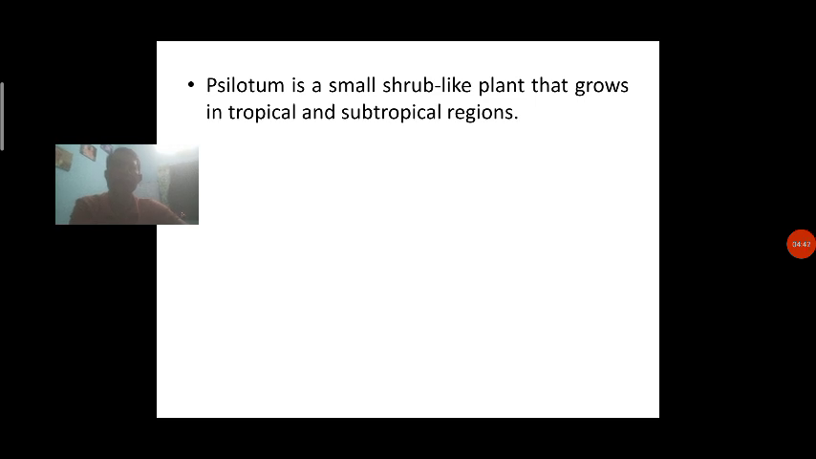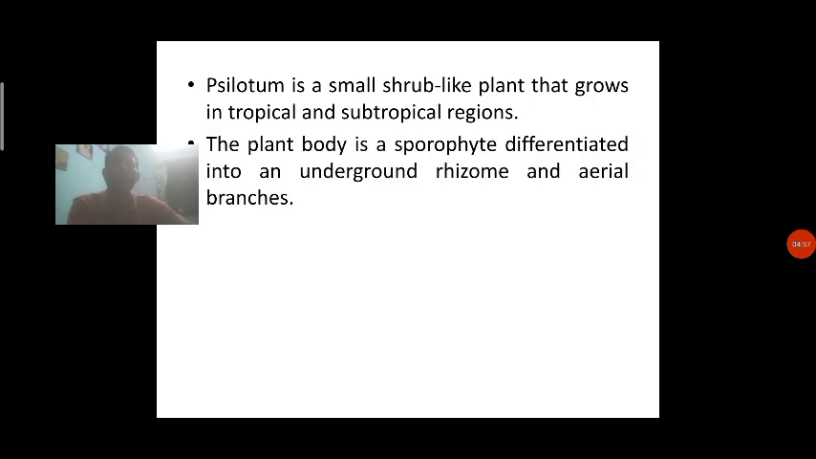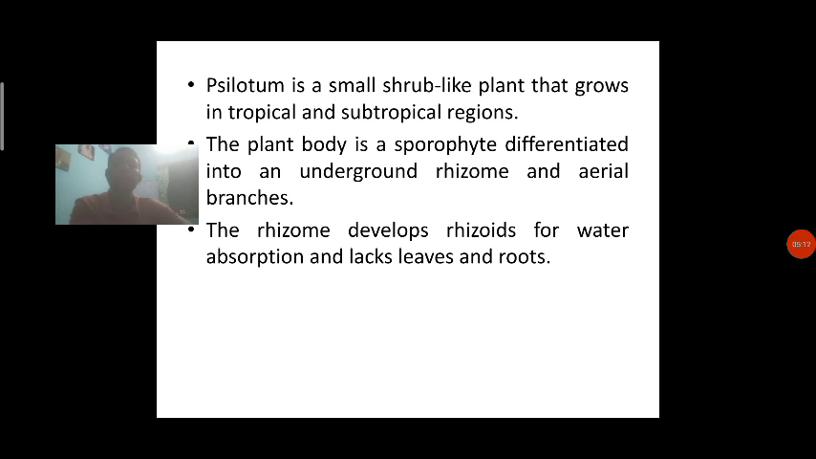Psilotum is a small shrub-like plant that grows in tropical and subtropical regions where humid or humus conditions are present. Psilotum loves humidity. The plant body is a sporophyte differentiated into an underground rhizome and aerial branches. So there are only two structures, the rhizome and the aerial branches. The rhizome develops rhizoids for water absorption and lacks leaves and roots.